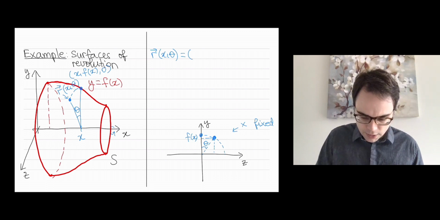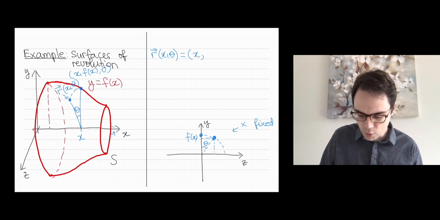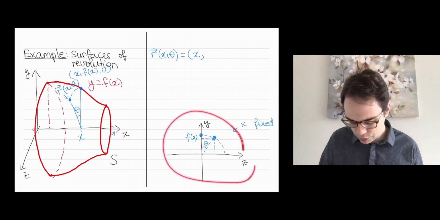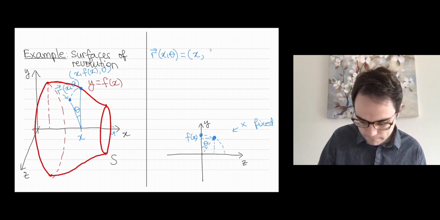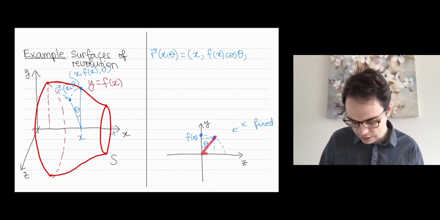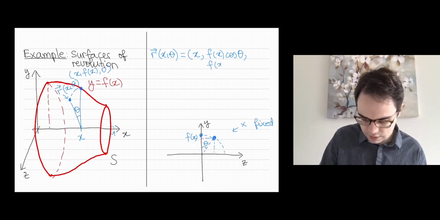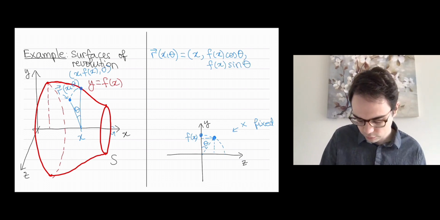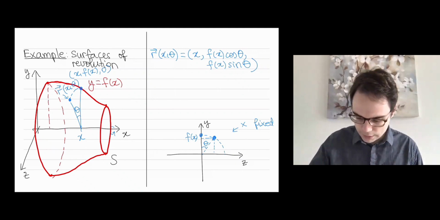We're describing points on our surface in terms of x and theta. So x in terms of x is just itself. Now y in terms of x, if we look at the picture down here, y is just f of x cosine theta, and z is f of x sine theta. So it's this, which is the same as the thing down there. Z is f of x sine theta.